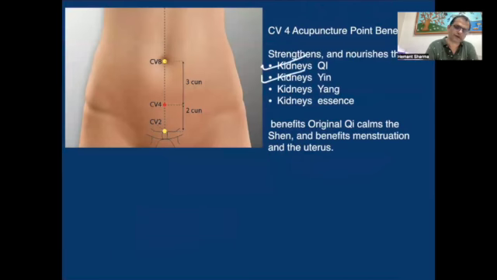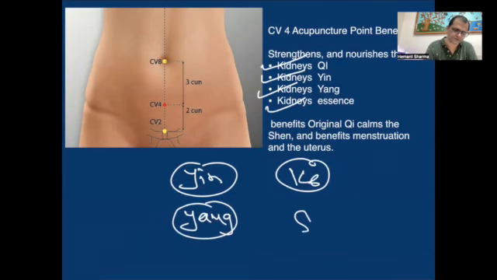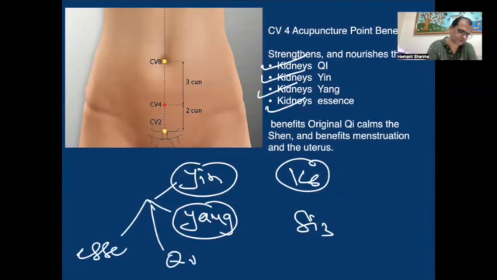Wonderful. Some points only increase yin, like Kidney 6. Some points have the power to only increase yang. Some points are just increasing the yang, we can see SI3. But there are a few points that improve yin and yang, even the overall chi, even the essence, that is CB4.